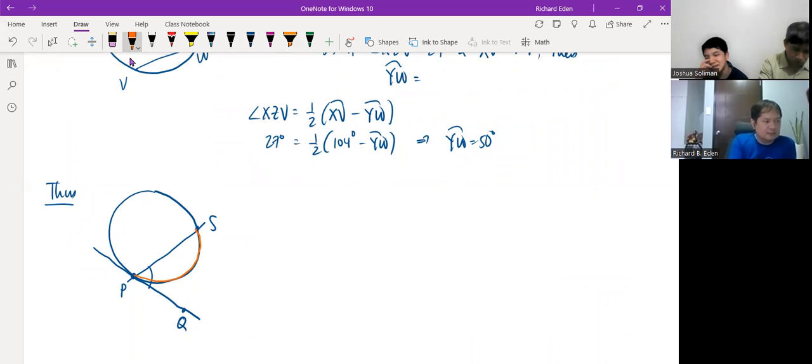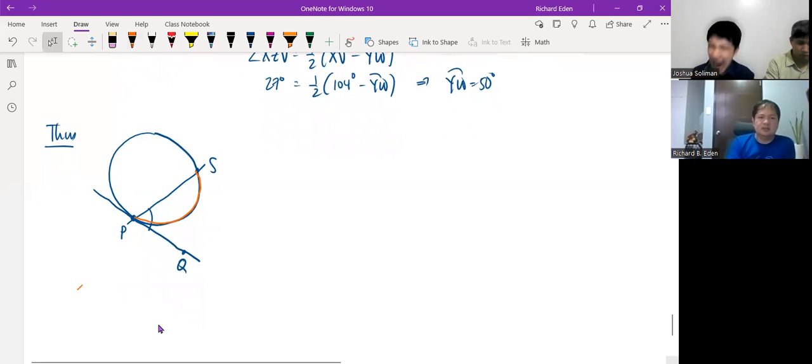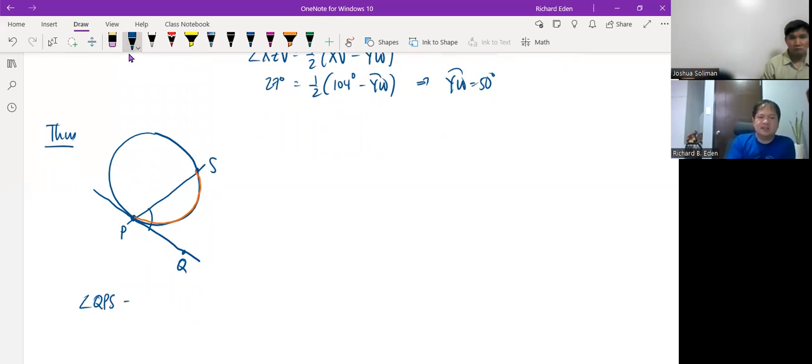Yung ano po, yung ba po yung sinasabi na subtends? So ito yung term na subtends. That angle subtends arc PS. So there is a relationship between the angle and arc PS, which is that angle QPS, right in blue, angle QPS is, what do you think is its relation to the measure of arc PS?